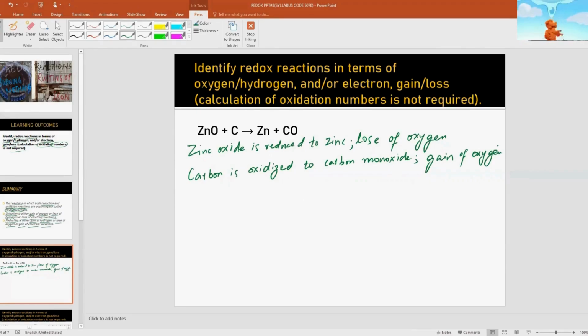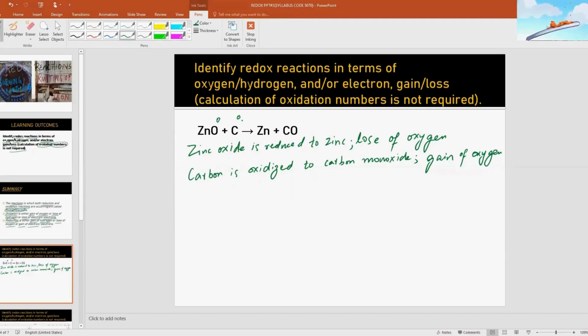We can also explain this redox reaction in terms of gain and loss of electrons. But for this, we should know the charges on the atoms. ZnO and C both carry 0 charge. Overall, the charge is 0. What about the charges on individual atoms? Here it's important to know the charge on both zinc and O in ZnO.